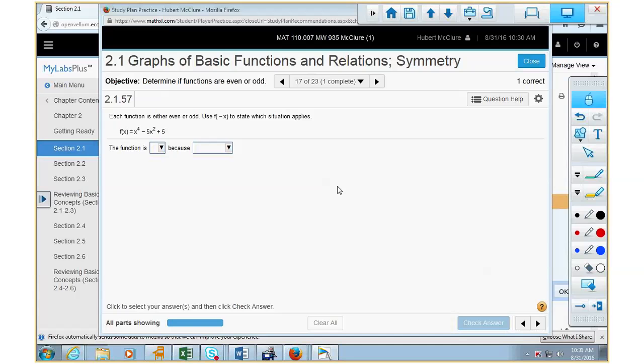All right, what happens when you plug in a negative x or a negative number to a fourth power? Positive, so you're going to get x to the fourth. What happens when you plug in a negative x to a square? So you're going to get 5x squared. So what can you tell me about this function? It is even.